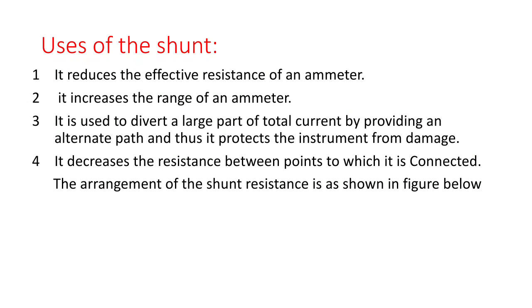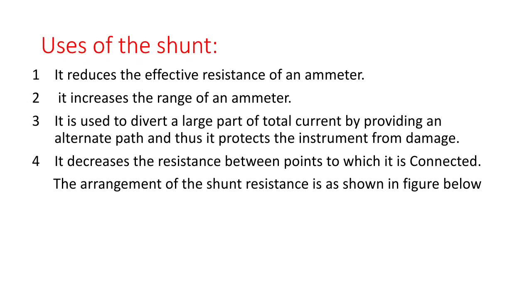Third use: it is used to divert a large part of the total current by providing an alternate path, and thus it protects the instrument from possible damages. That means it provides an alternative path for the excess current to pass, which protects the galvanometer from possible damages. And the last one is it decreases the resistance between 2 points. It decreases the resistance between the points to which it is connected.